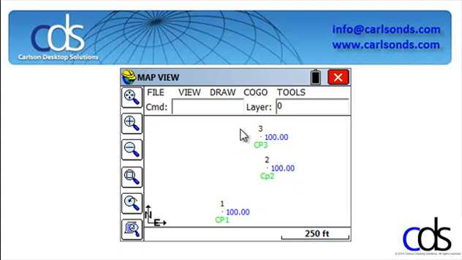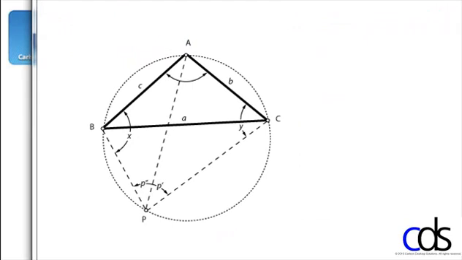The way a resection works is essentially using geometry to calculate an unknown point based on known information. If we look at a simple example of the resection, we're taking a known point, another known point, and then calculating the angles and distances to determine our third unknown point.